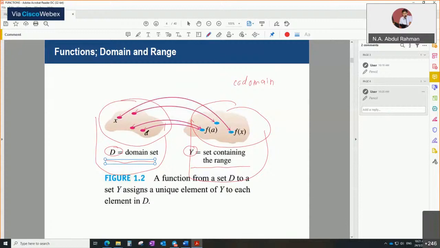So it means that a single point here cannot point at two different balls. One single point here must point to a single ball here. But two different points in bucket D can point to a single point in bucket Y. Okay, this is just an illustration. Move to the next slide.